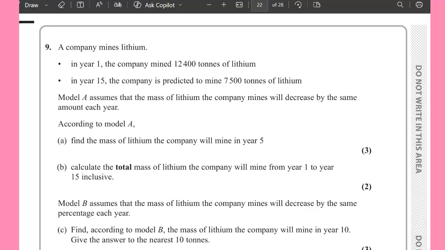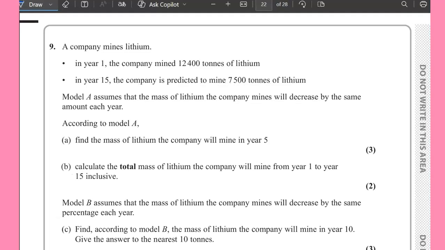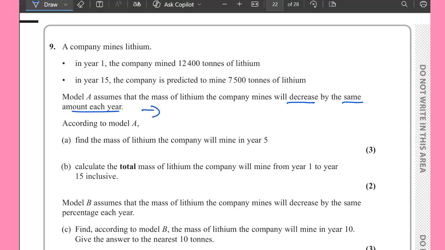Now, there are two parts that we need to consider. One, it decreases by the same amount each year. So this means that what we have here is an arithmetic series. So based on this, we can do part A.